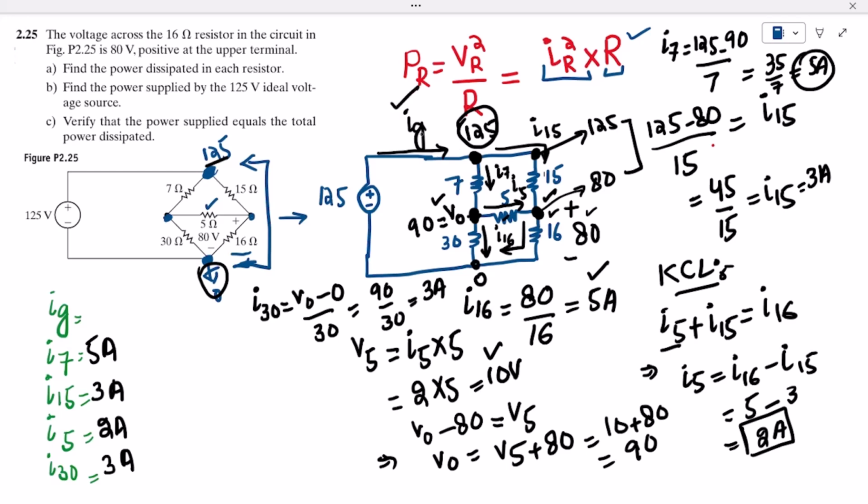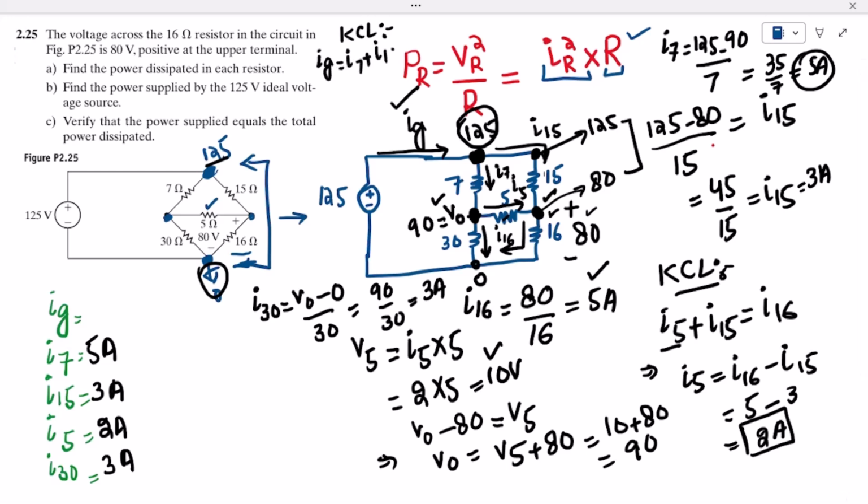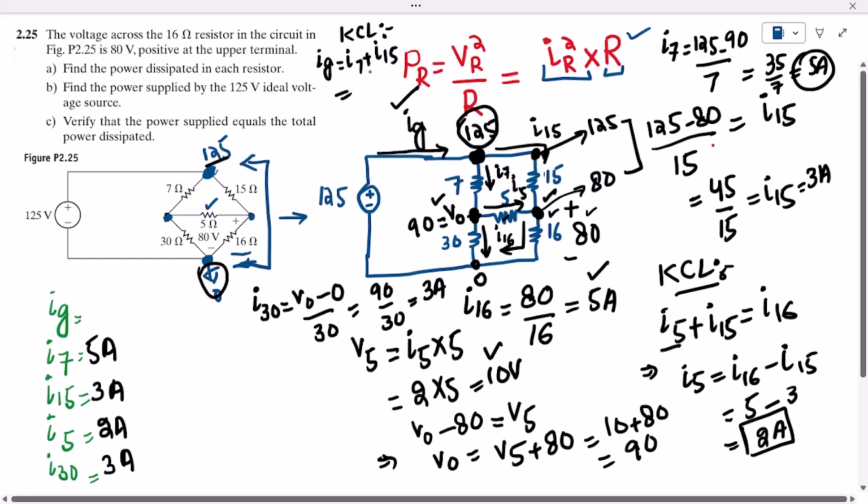This is the supplied current which is coming towards this node, and then it is split into I15 and I7. So let me apply KCL here. Applying KCL, we can very easily see that Ig is equal to I7 plus I15. Let me write their values. I7 is 5, I15 is 3, so that is 8 amperes.